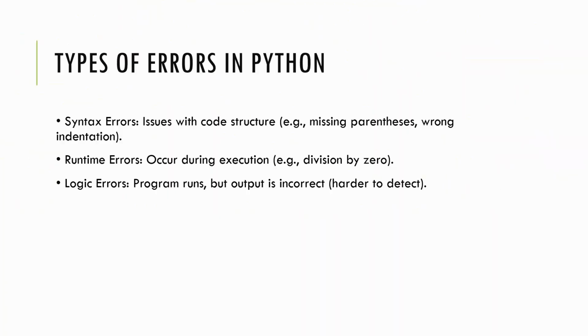First, let's understand the types of errors you might encounter in Python. There are three main categories. Syntax errors. These occur when there's an issue with the code structure, like missing parentheses or incorrect indentation. Runtime errors. These happen during execution, such as trying to divide by zero or accessing an invalid index. Logic errors. These are tricky because the program runs but produces incorrect results. These errors often require deeper investigation.